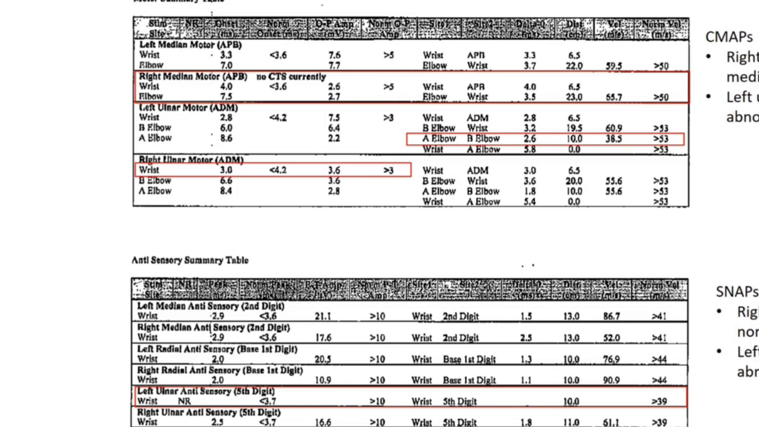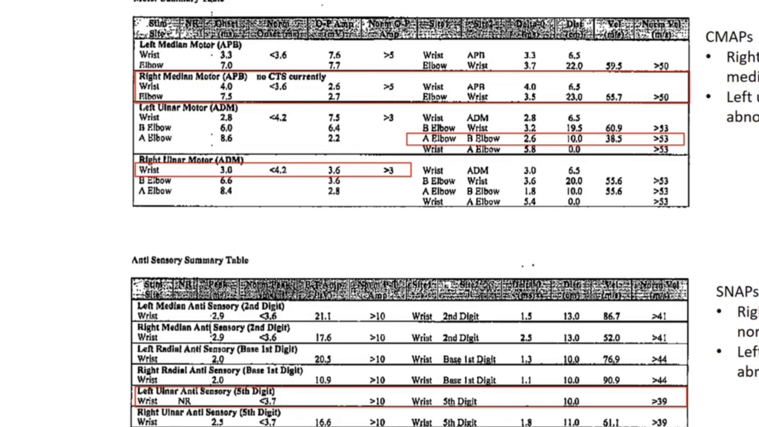And then the last one, the right ulnar nerve, you can see here that compared to the left ulnar nerve, there is a decrease in the amplitude. So 7.5 for the left, 3.6 for the right. Officially it's above 3, but when you compare the two, it's basically half of the contralateral limb, which is significant. So if I had to summarize this, I would say there's a problem with the right median nerve, the left ulnar nerve, and the right ulnar nerve.